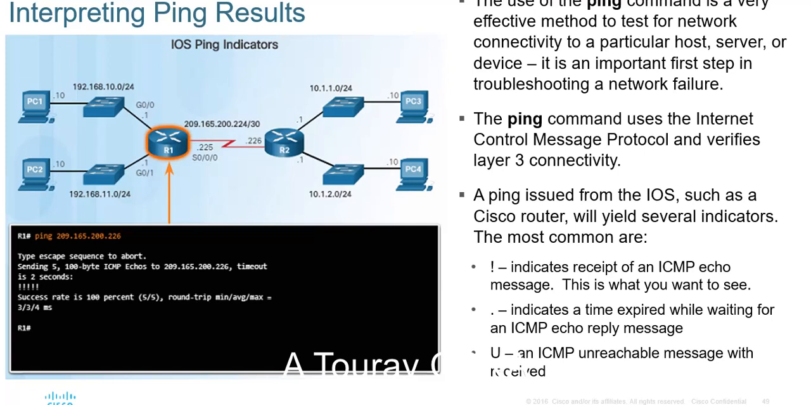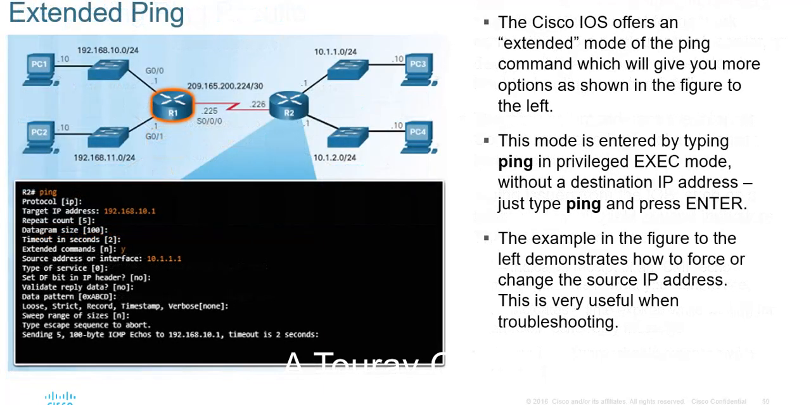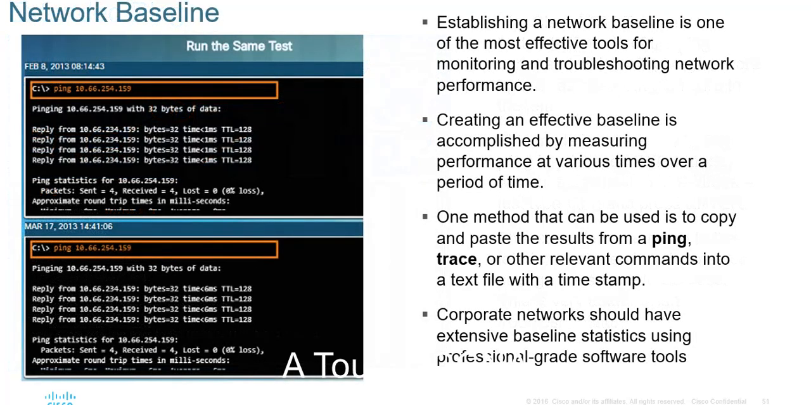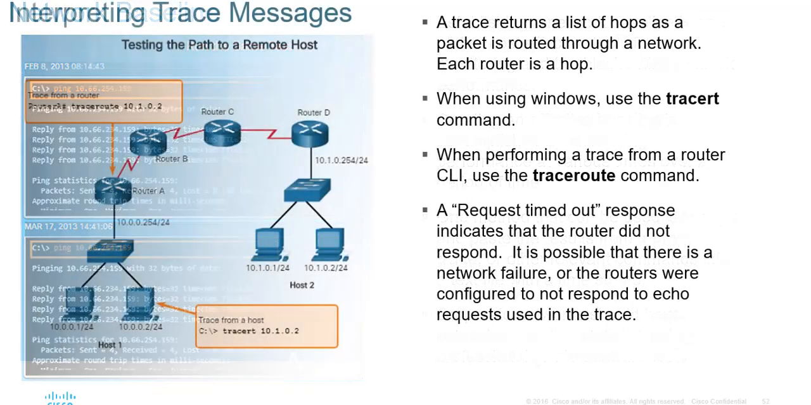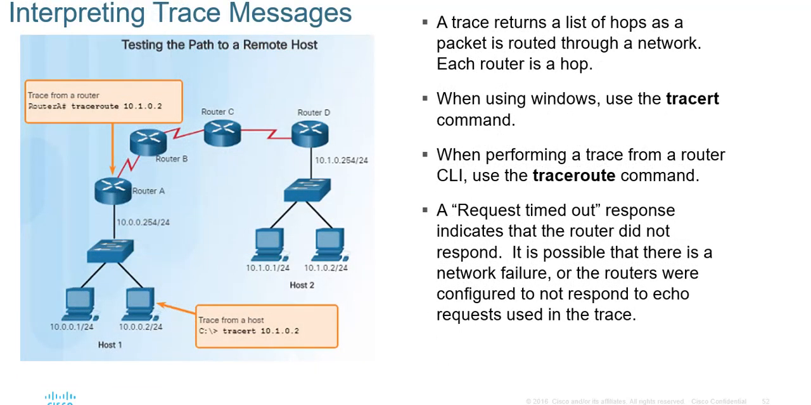If you have a U, unreachable, then that means your device itself, from the first router where you send the ping from, that router is not functional, it's not working fine. So you can also use some extended pings. Also you can send a ping and then have it run for a long period, so that's fine. So we have some network baselines that can also be used, to trace and find out about reachabilities and stuff like that.